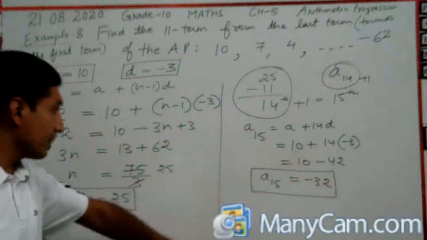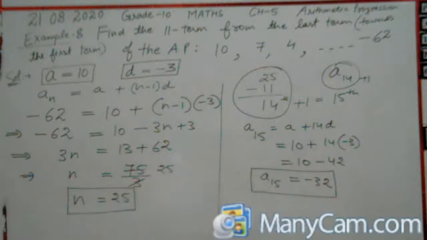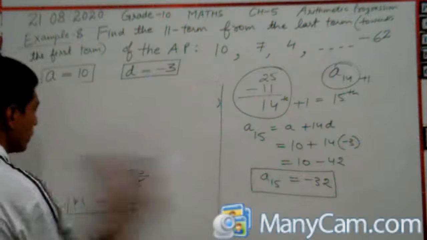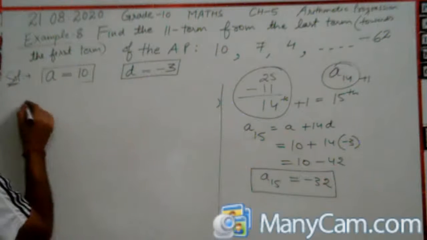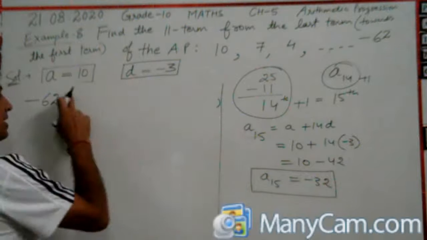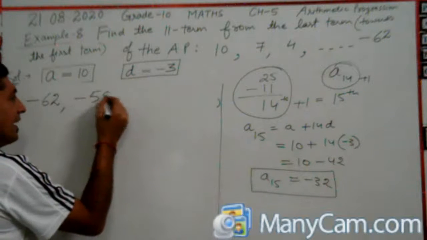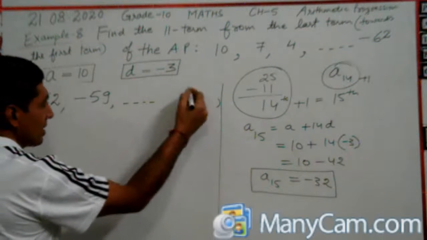One more way: if we are reversing the AP. I hope it is clear. Let me discuss the different version. If we are reversing the AP, the AP starts with minus 62, then the next term will be minus 59, and so on, and here we have the last term, that is 10.